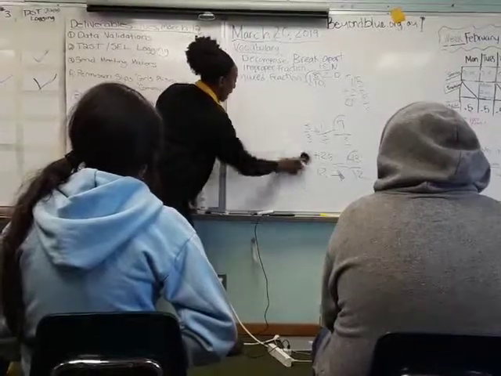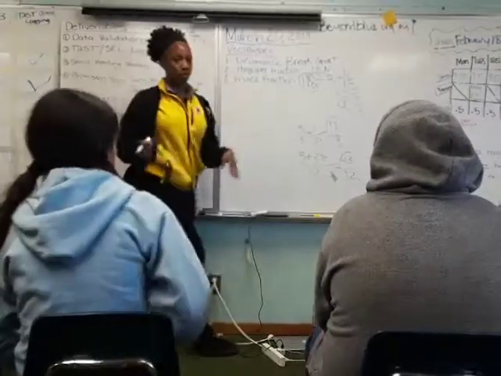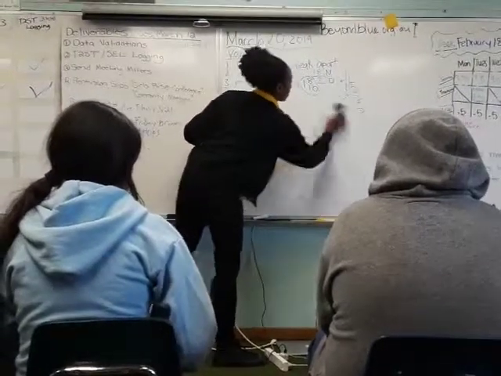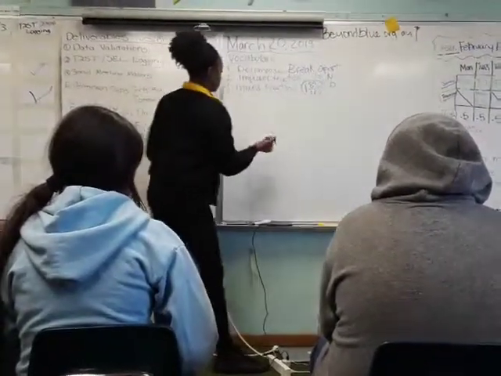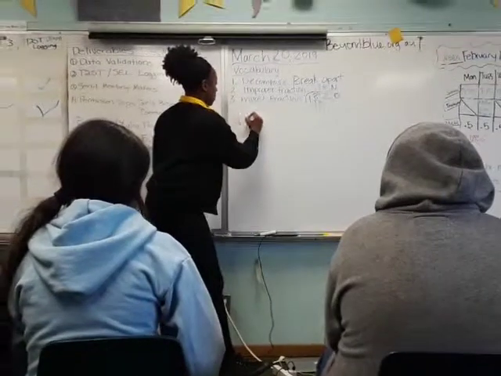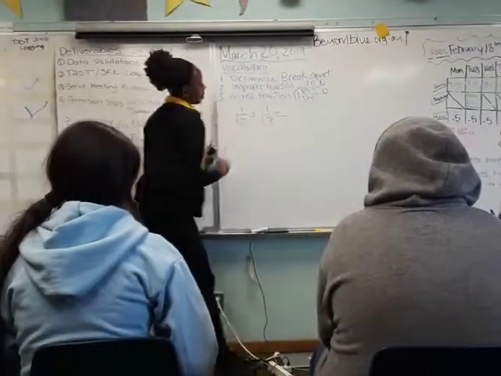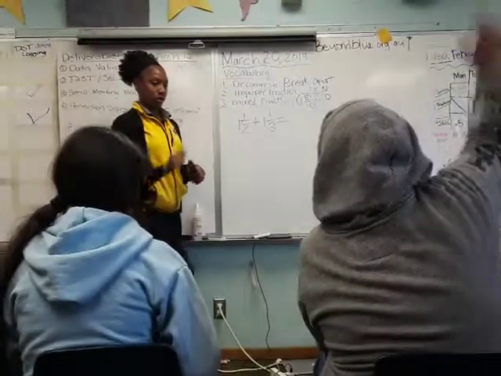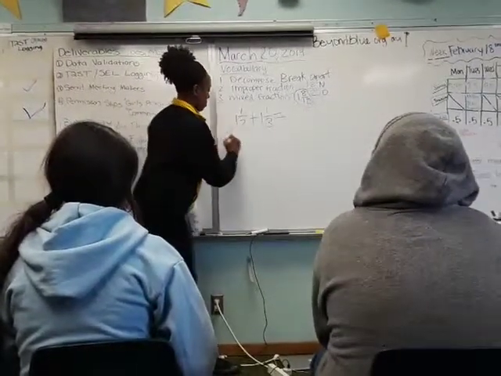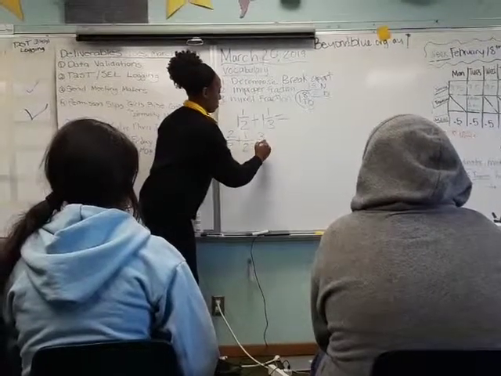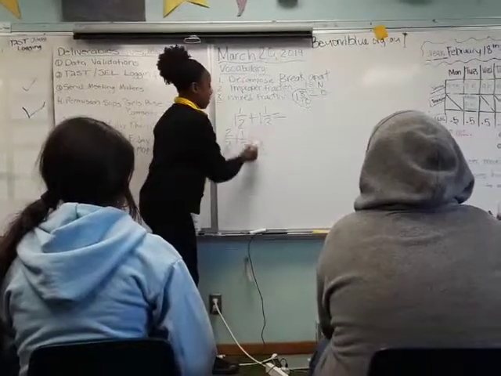Remember, we're going to do I do, we do, you do. So in a minute, you're going to get a chance to do this on your own. Okay? What is the first thing that we do? 2 over 2 plus 1/2. And what does that equal? 3 over 2. Remember that, okay? Very good.